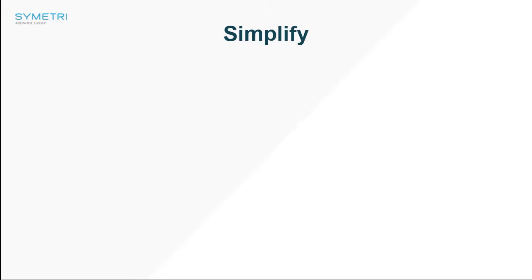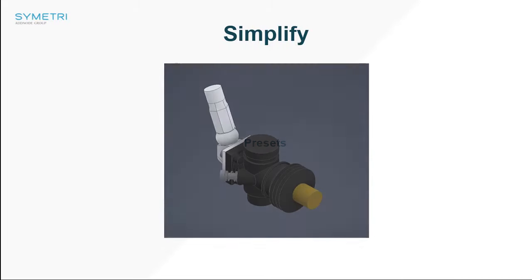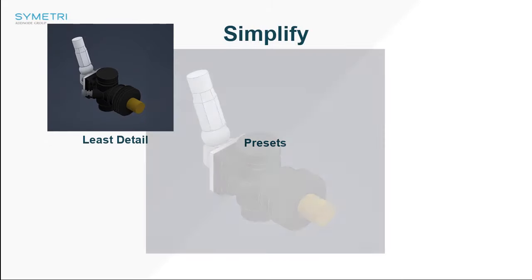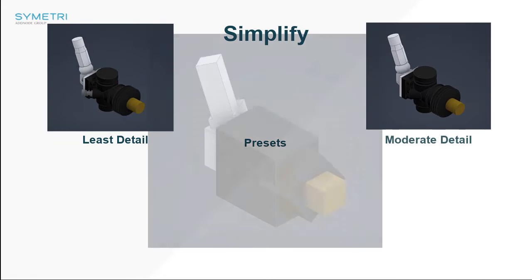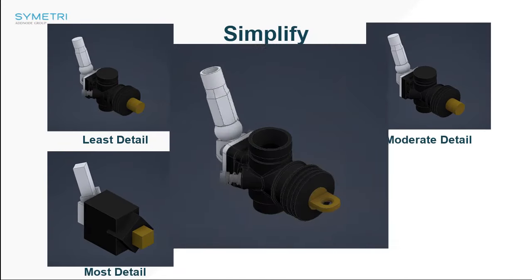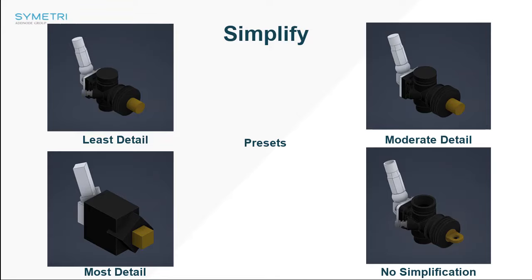Opening the tool, the first thing you will notice is the use of presets. This is going to be useful for companies who want to keep consistent standards for all exported files. Autodesk have also included four built-in presets to use as default, which are remove the least detail, remove moderate detail, remove the most detail, and no simplification. This can obviously be customized to how you want your model exported.